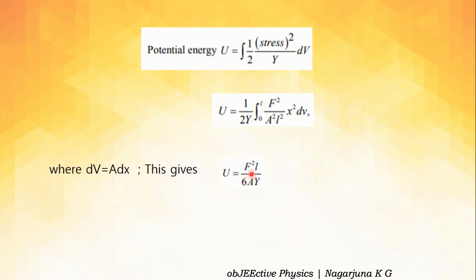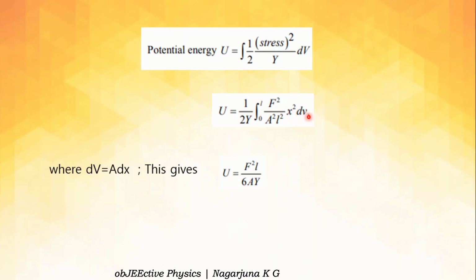U is equal to F square L divided by 6AY. See here, F square constant, A square constant, L square constant, and what is remaining here? Integral 0 to L x square dV, where dV is equal to A into dx. So in the place of dV, by writing A into dx, A again constant, so A cancels, and one A is remaining in the denominator.